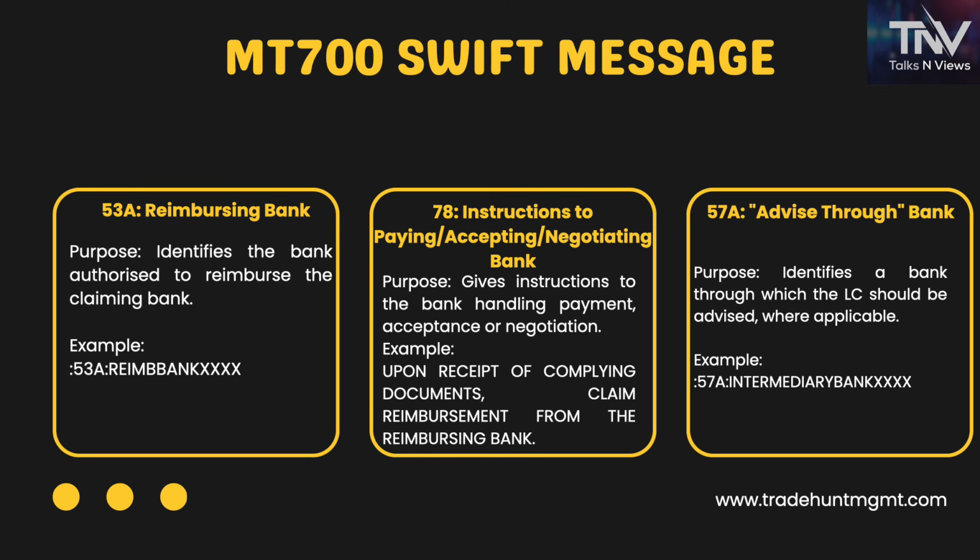Field 57A, advise through bank. Purpose of this field identifies a bank through which the LC should be advised, where applicable. Example. Field 57A, intermediary bank. Simple meaning, which bank should be used as the advising route.